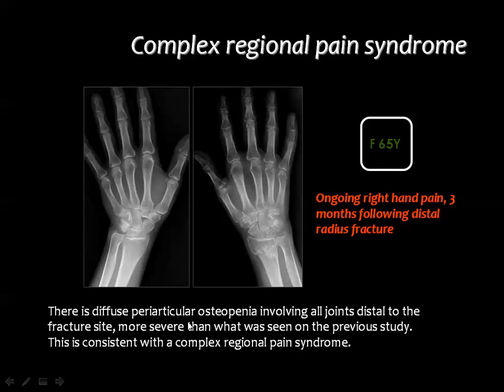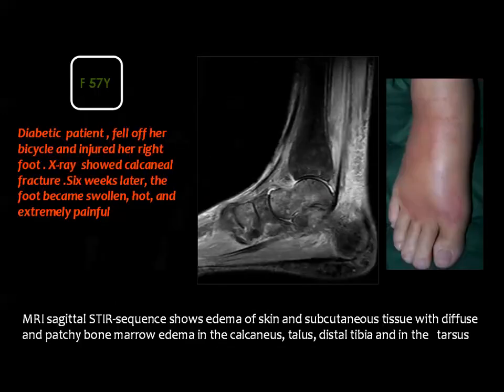Then here you can see a fracture in the distal part of the radius with extensive osteoporotic changes in the hand. One may say that these osteoporotic changes may be due to disuse because of the fracture and the fixation and so on. You are right, but the clinical picture will differentiate, the appearance of the hand will differentiate between both.